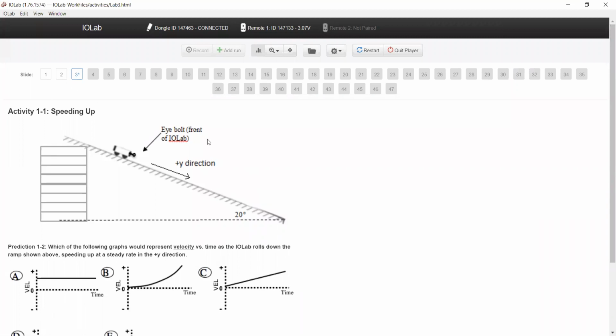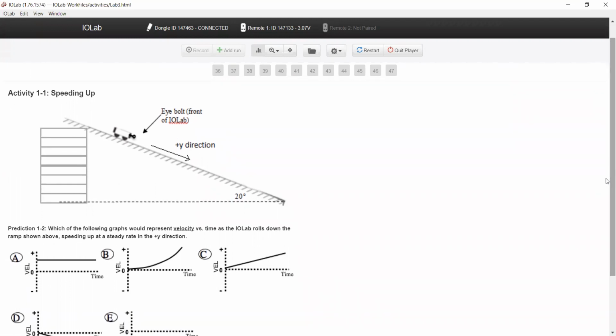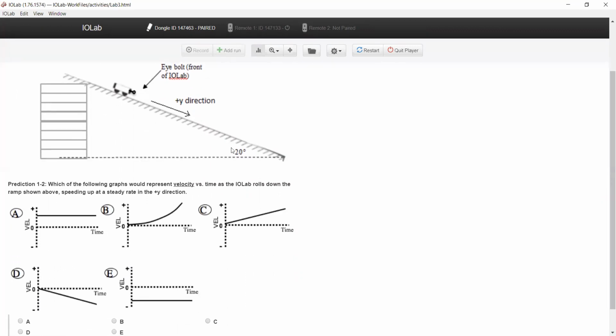In the next one, they want us to predict velocity versus time. Speeding up means the velocity will be increasing constantly. So the slope for velocity versus time will be constant. There will be a linear graph with constant positive slope if it is increasing. Based on what I have said, you may go ahead and predict: the velocity is increasing at a constant rate, so the slope for velocity versus time would be positive. So based on that, you can go ahead and predict for this one also.